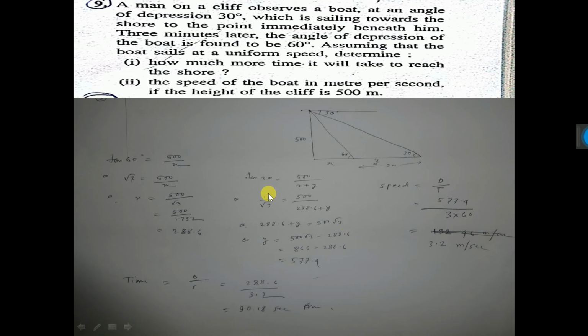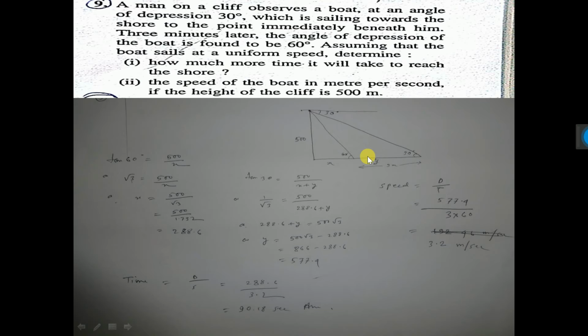Then this triangle you take, big triangle, tan 30. This angle is 30, so tan 30 equal to perpendicular 500 by base, this x plus y. And here value of x you got, so put the value of x. Cross multiply, this into 1 and root 3 into 500. So this 288.6 will go right side, will be subtracted. Root 3 value you put, multiply, you will get this result minus this. So this is the value of y.